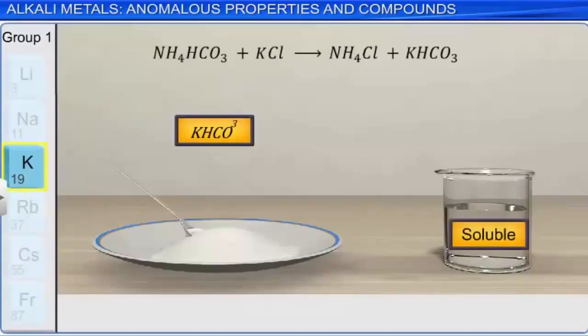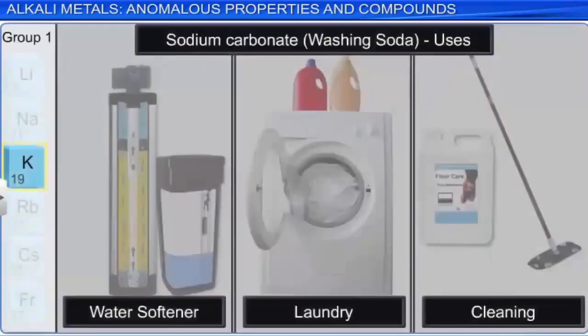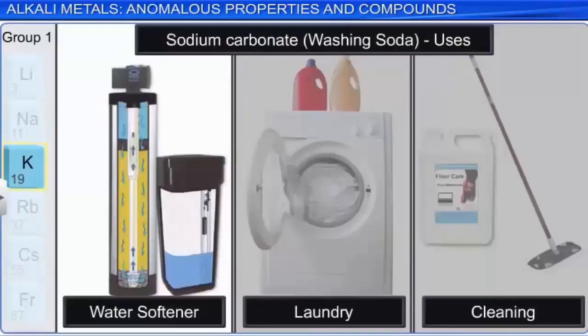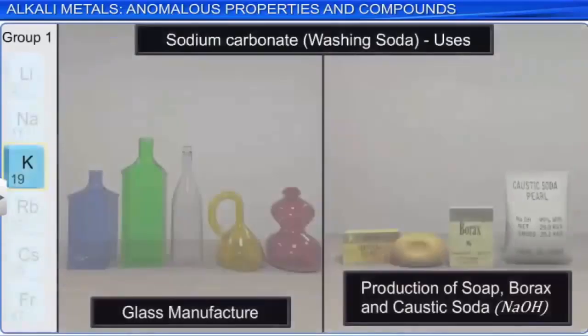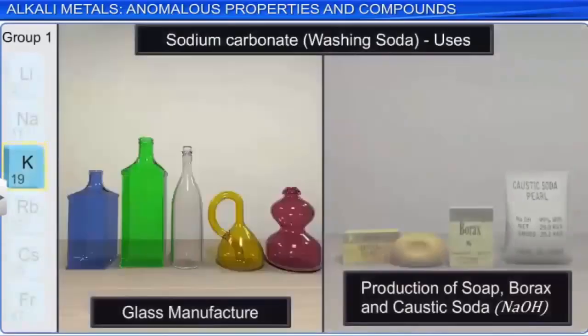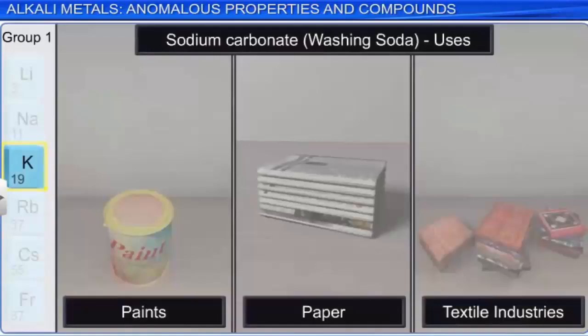Sodium carbonate has a variety of household and industrial uses. It is used in water softening as well as in laundry and cleaning. It is used in the manufacture of glass and in the production of soap, borax and caustic soda, otherwise known as sodium hydroxide. Sodium carbonate is also necessary in the paint, paper and textile industries. Additionally, it is used in a variety of analytical techniques in the chemical laboratory.